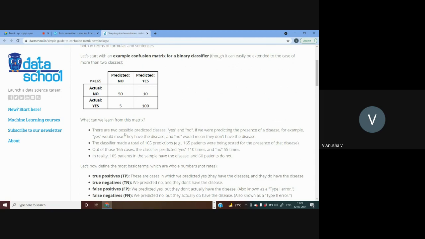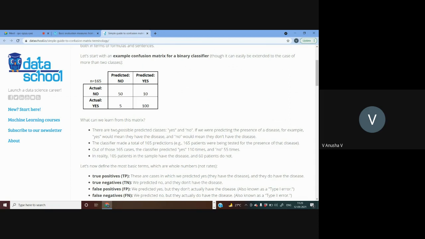So there are two possible predicted classes, yes or no. If we are predicting the presence of a disease, for example, yes would mean they have the disease, no would mean they don't have the disease. Okay. So here we have the total number of samples, which is 165. Out of these 165 samples, the classifier predicted yes 110 times, and no 55 times.